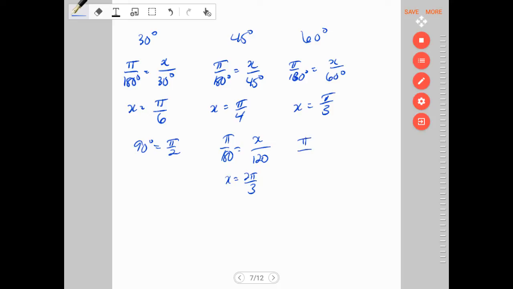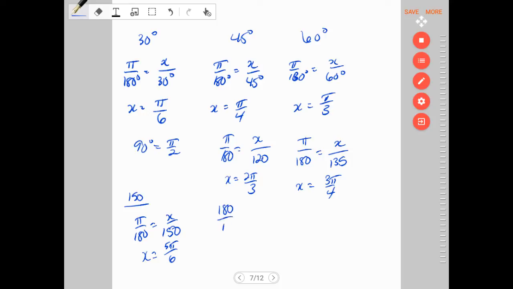Okay, let's keep going. 135, so pi over 180 equals x over 135. 135 times pi divided by 180 simplifies to 3 pi over 4. Okay, and we also had 150, so let's convert that. So pi over 180 equals x over 150. And again, cross multiplying gives us 5 pi over 6. And of course, we know that 180 is the same thing as pi.